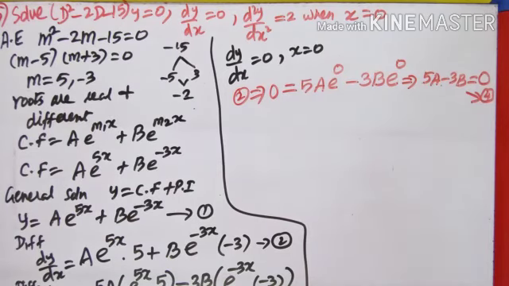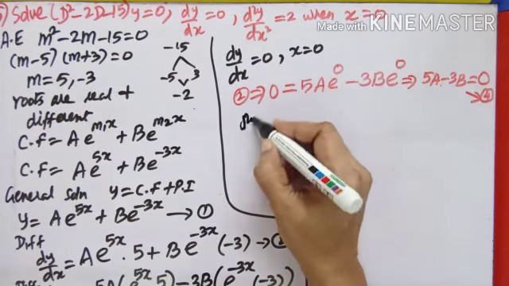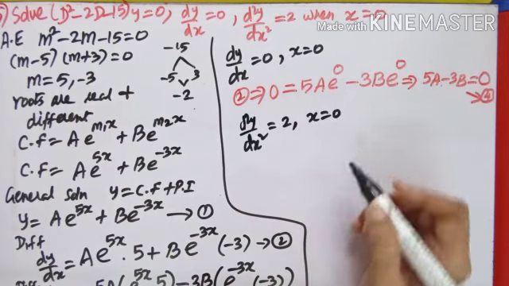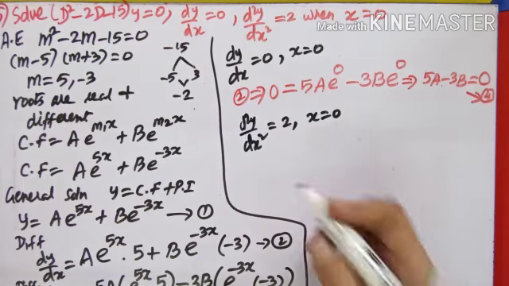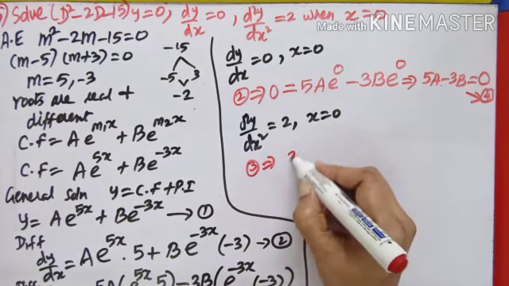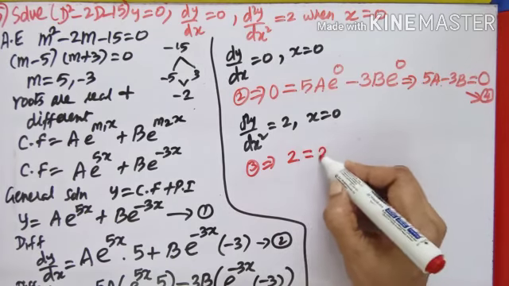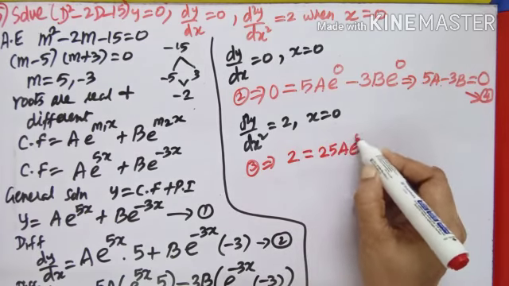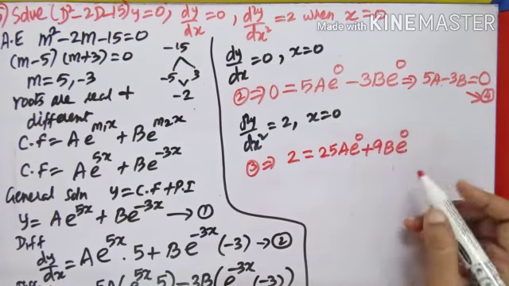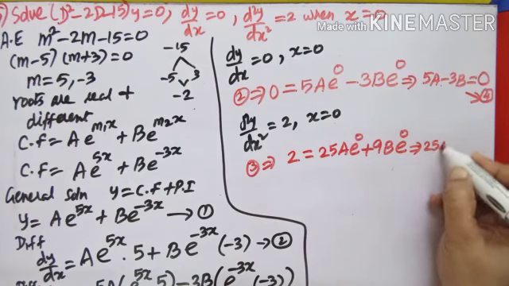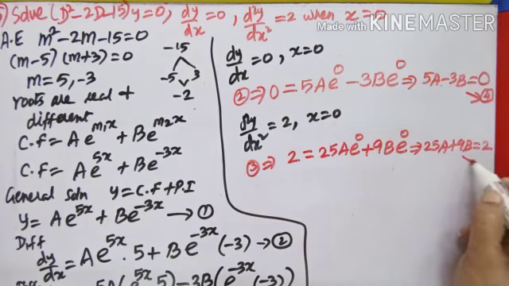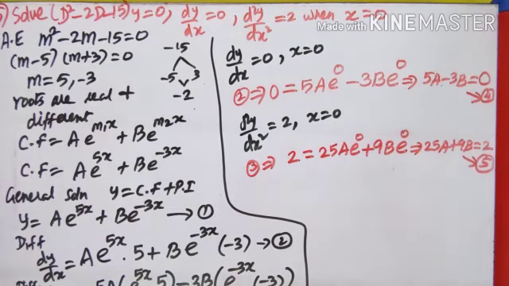What is the second condition of the question? d²y/dx² equals 2 when x is equal to 0. Put it in the third equation. What is the third equation? d²y/dx² equal to 25A e^0 + 9B e^0. This implies 25A + 9B = 2. Call this the fifth equation.